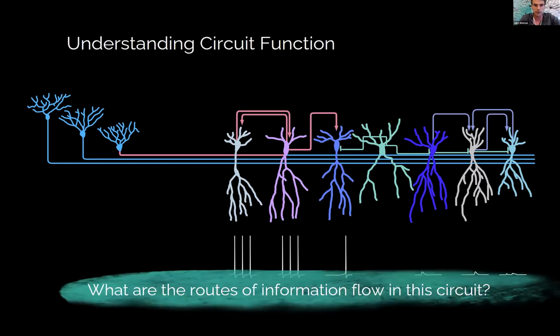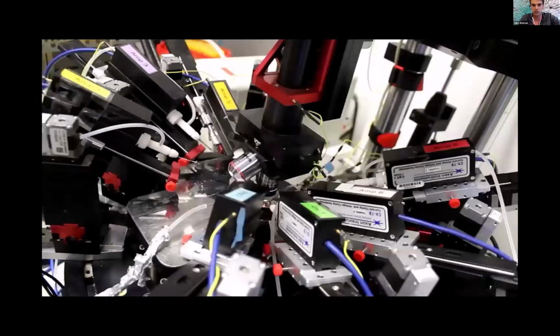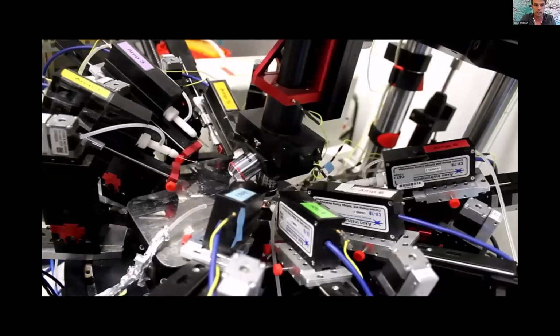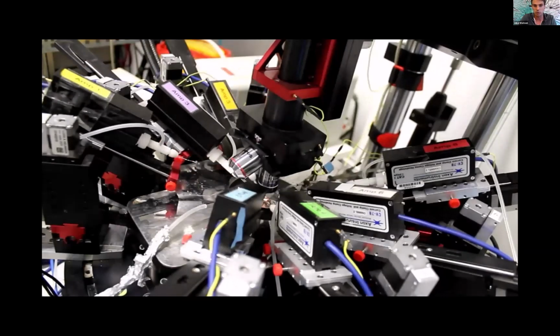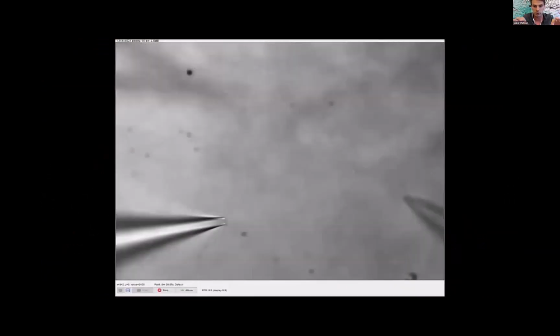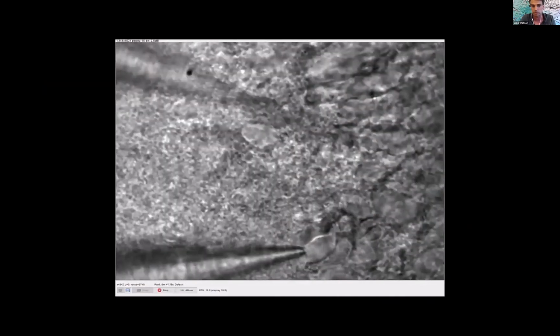And so how do we do this? We do this using multicellular patch clamp. We take acute hippocampal slices, and we have this setup here where we can record from 8 neurons at the same time with patch clamp. And so you can see here, we're going into the acute slices and trying to record as many cells as possible.